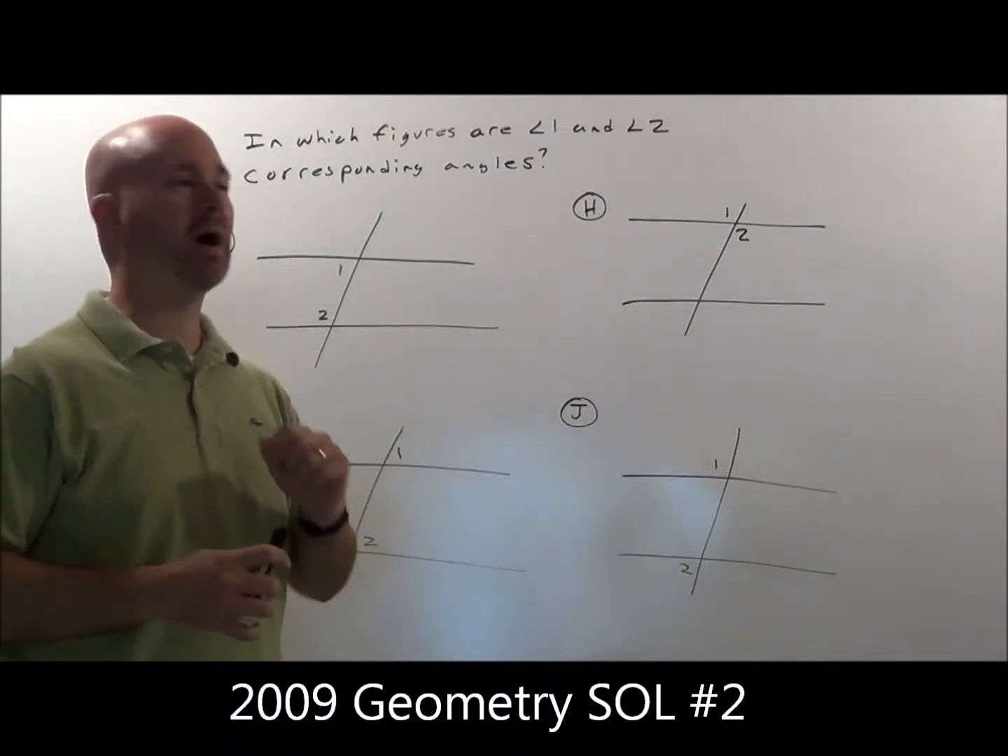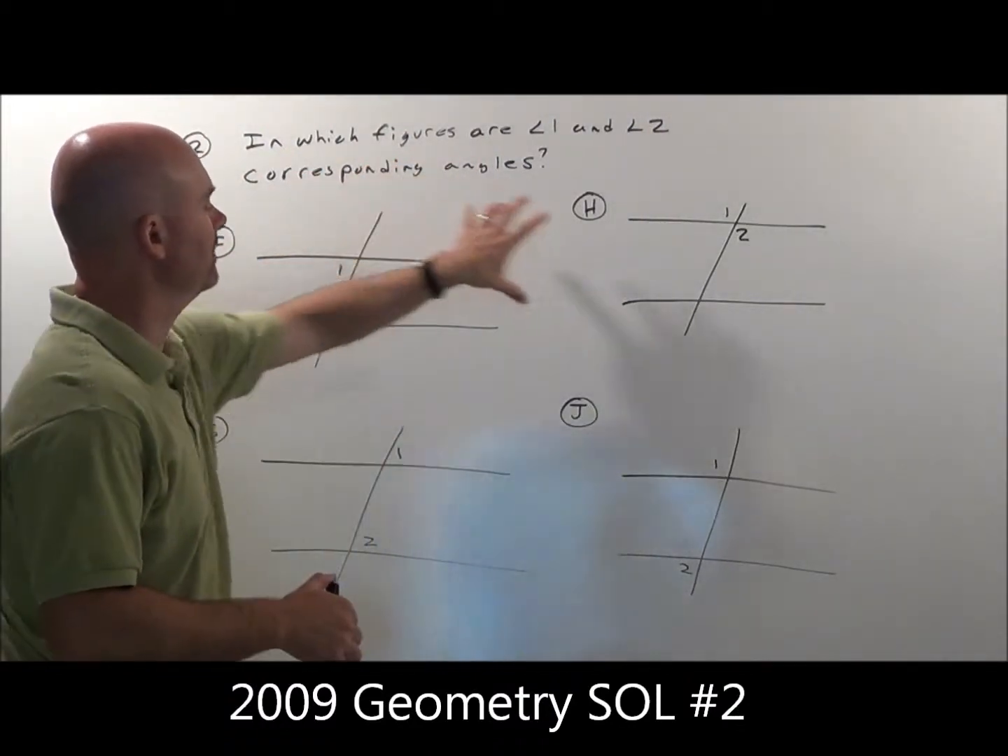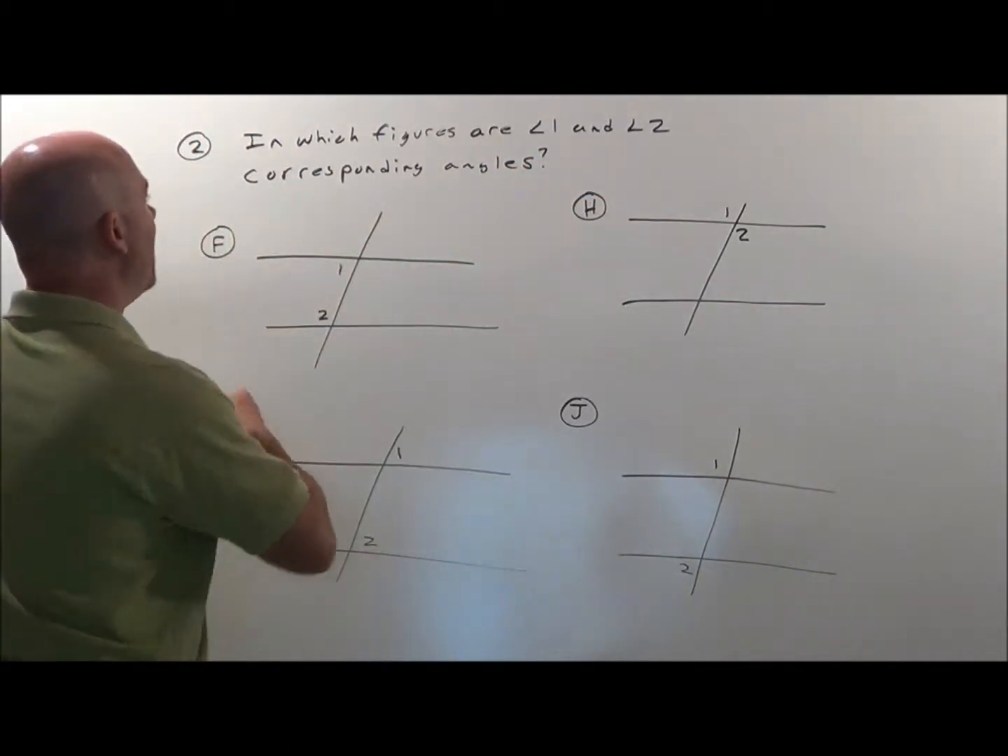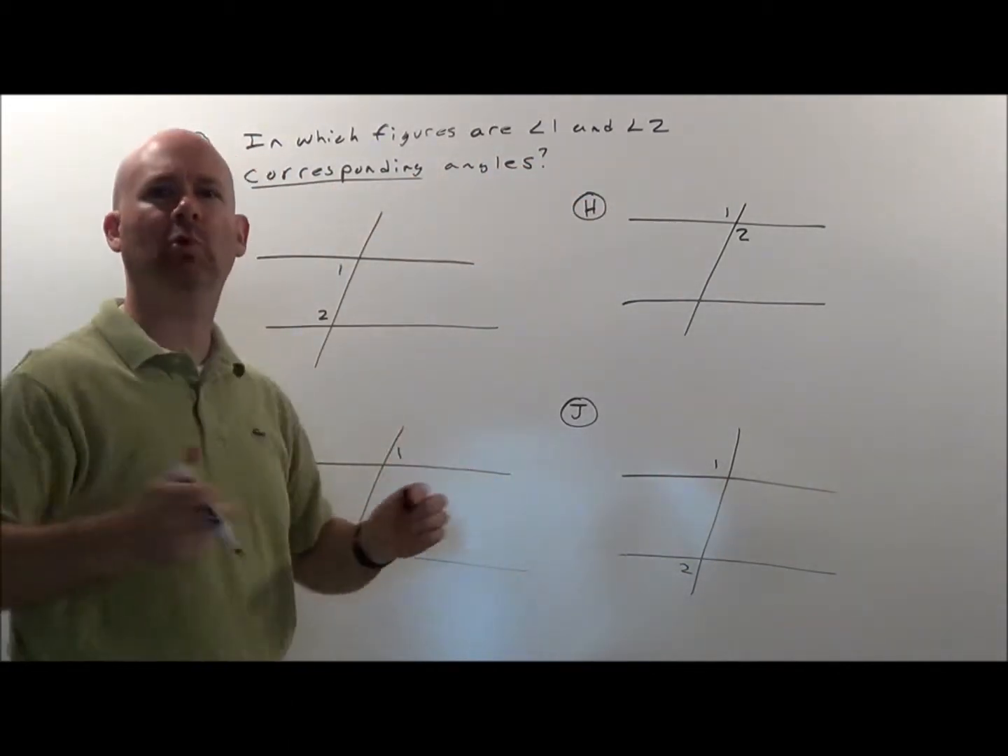All right, here we go with problem 2. It says, in which of these 4 figures are angle 1 and angle 2 corresponding angles? So it's just checking. Do we know what corresponding angles are?